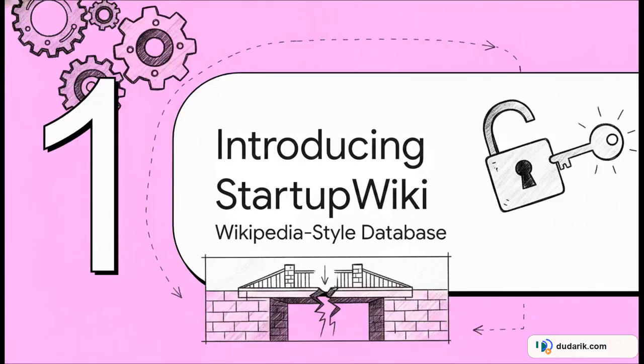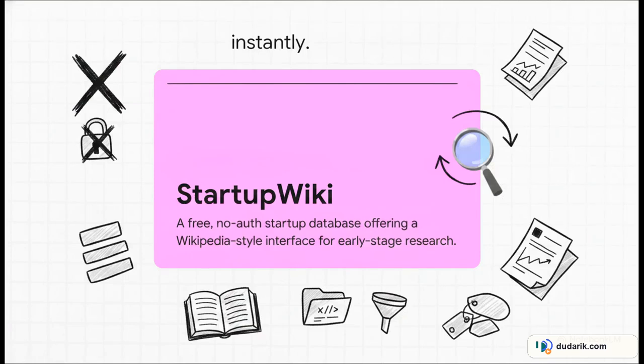Which brings us to Section 1, Introducing StartupWiki, the Wikipedia-style alternative. What's really interesting here is the deliberate simplicity of it all. Look at what's missing. There are no login gates, no tiered access levels, no hidden metrics. StartupWiki functions purely to put company information directly on the page the second you land on it. It's an incredibly lightweight, early-stage project that offers structured startup profiles, direct search and filtering capabilities, and clear company categorization instantly, without any of the usual hassle.